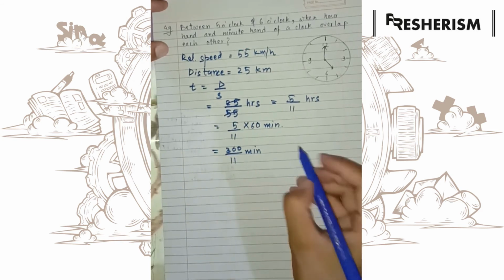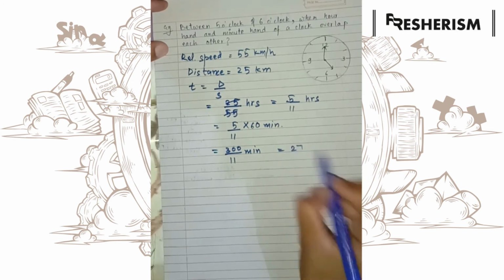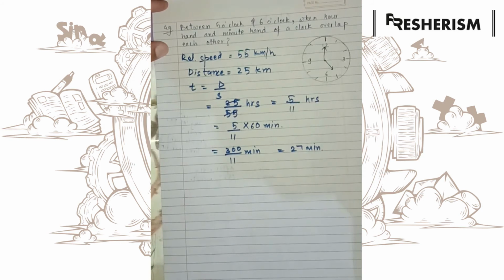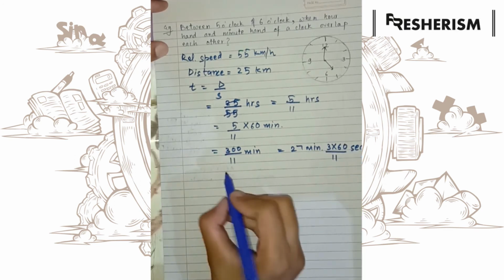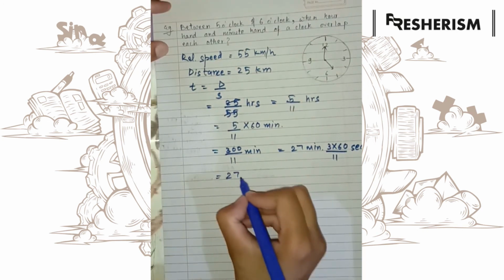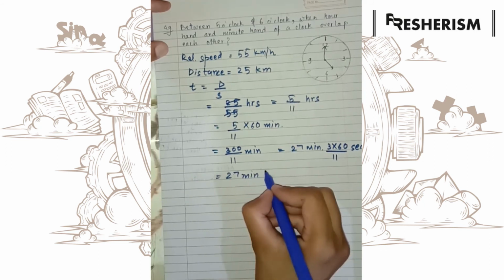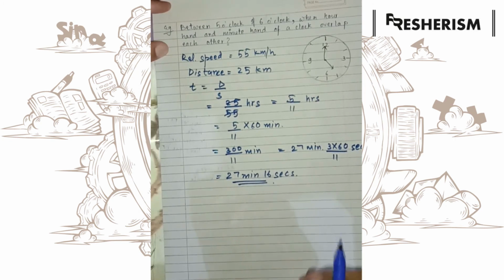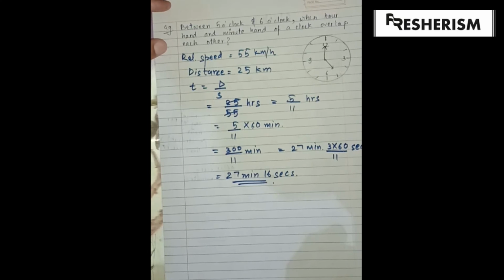On dividing this, we get 27 minutes and 3 is just left in the remainder. So we convert that 3 into seconds, that is 3 multiplied by 60 by 11 seconds. In this way, we get the answer to be 27 minutes and 16 seconds. So this is the time taken by the hands to overlap each other between 5 o'clock and 6 o'clock.